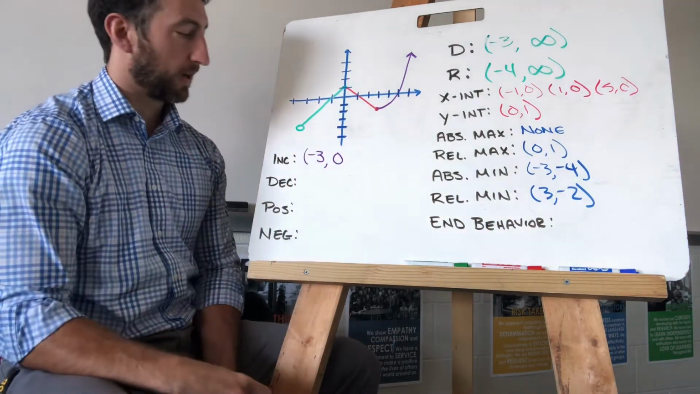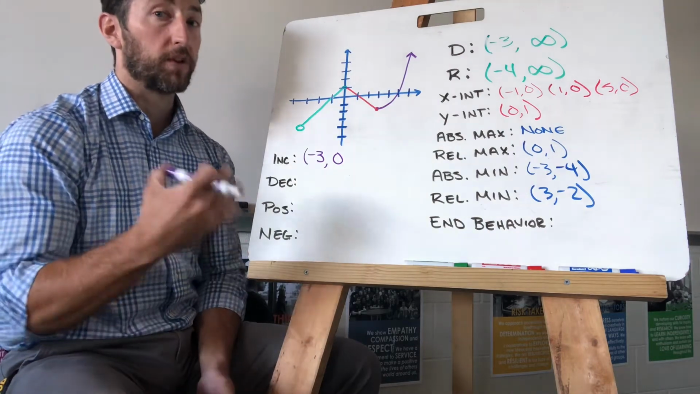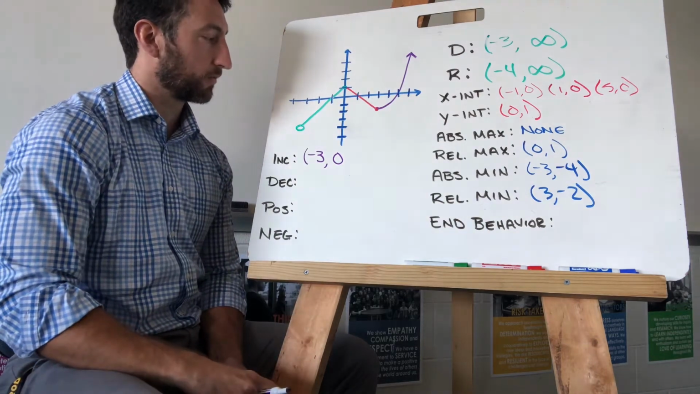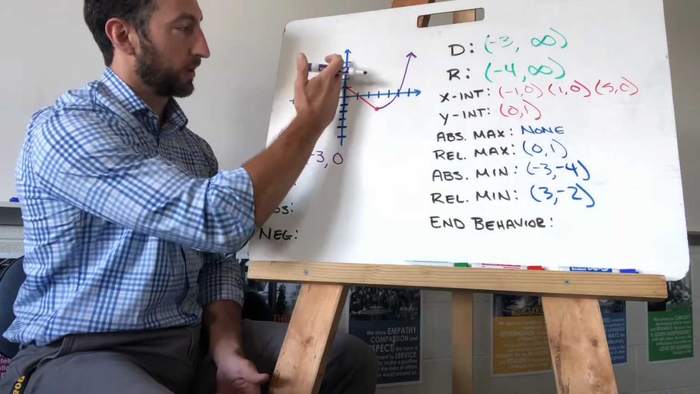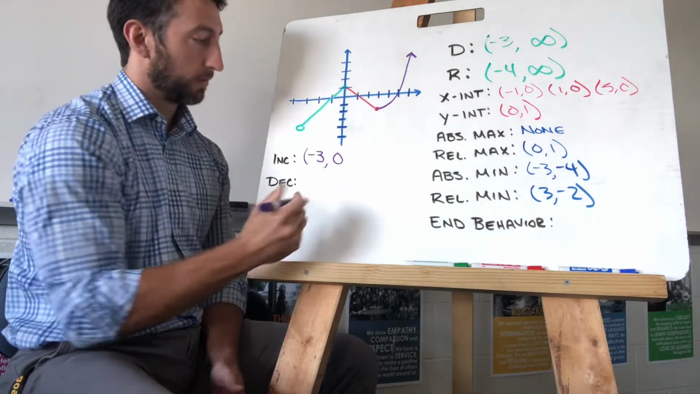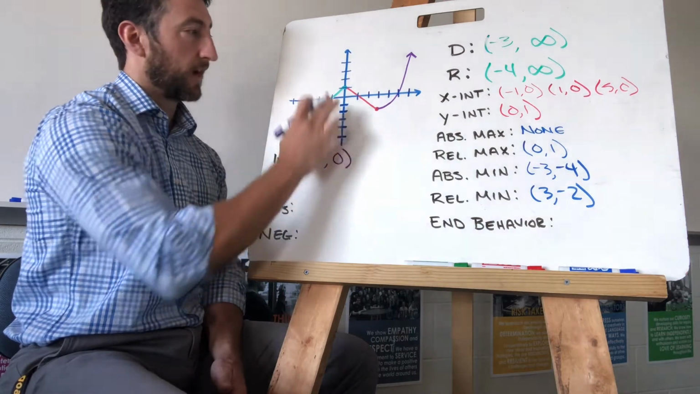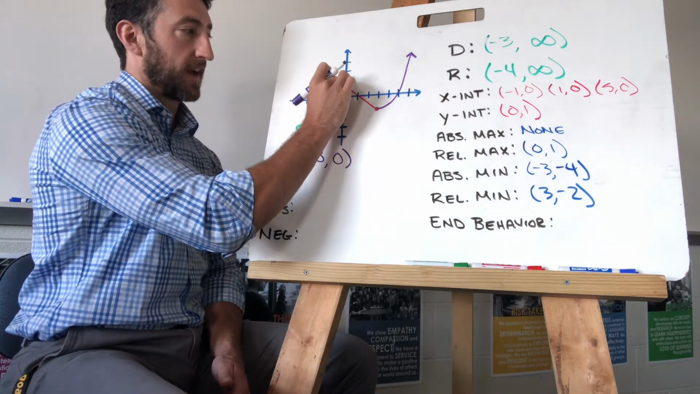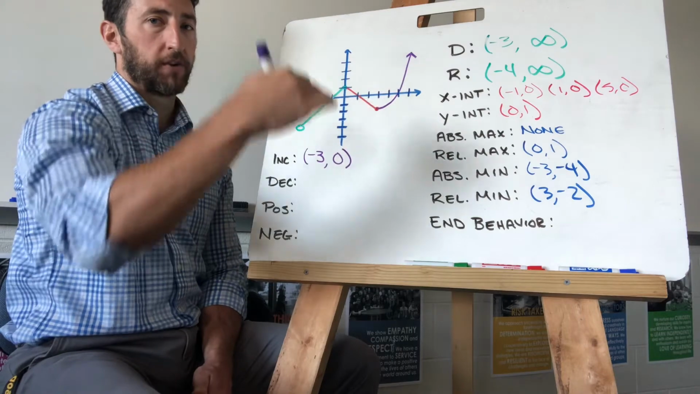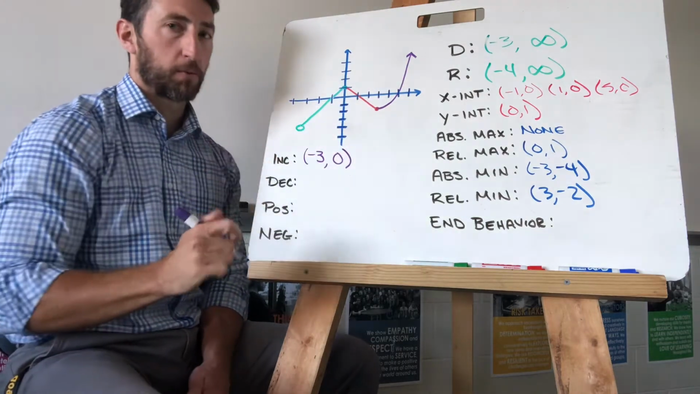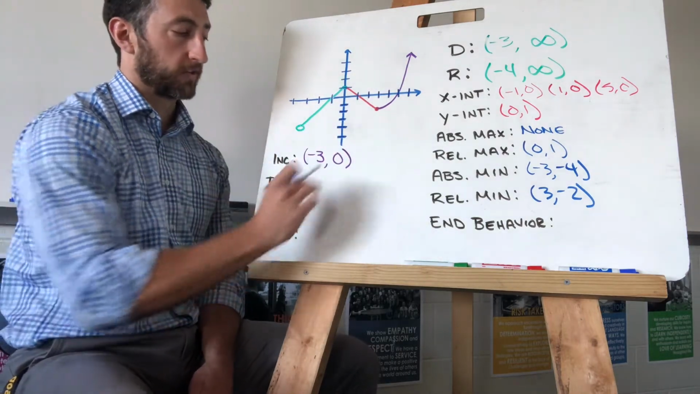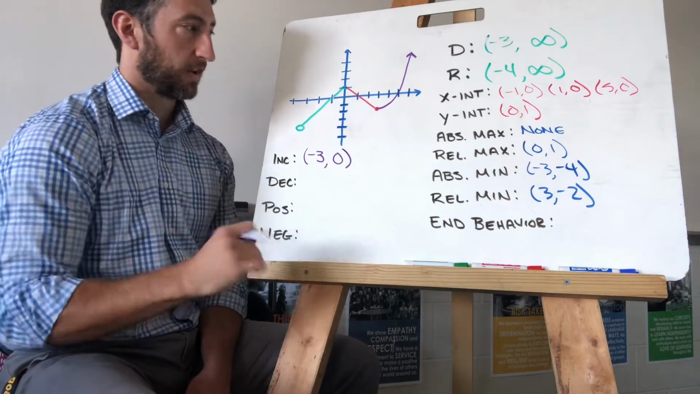So whenever we talk about increasing intervals, we're only talking about the x values. So my x value is negative 3 here, my x value is 0 right here in the middle. And for this, I'm going to use a parentheses. Now, that's because at this point, it changes from being increasing to decreasing, and at that specific point, it is neither increasing nor decreasing, so we cannot include that point in our graph.